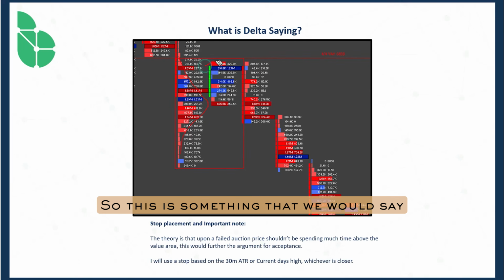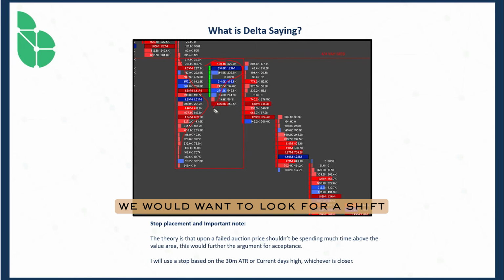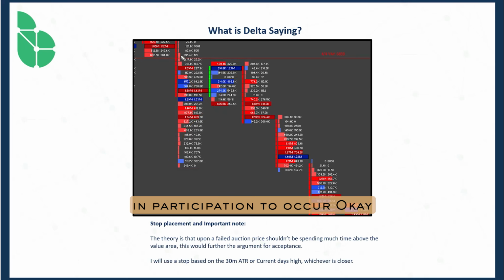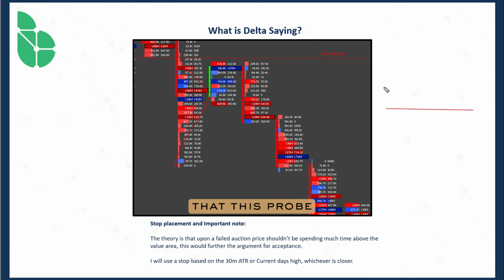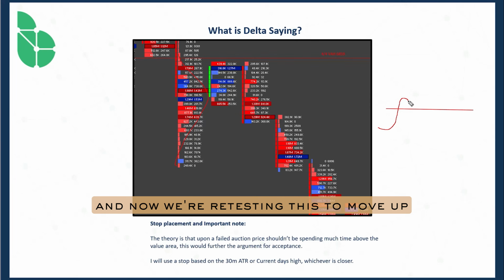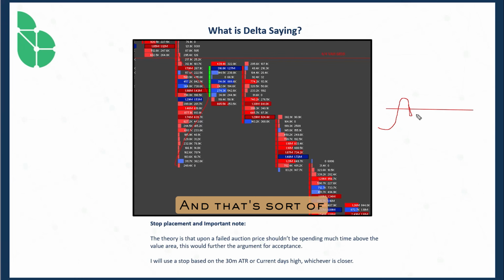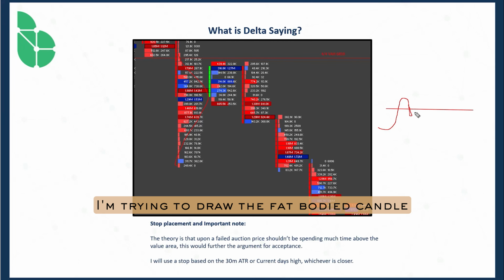So this is something where we would want to look for a shift in participation to occur. Okay, so aggressively sold into the low. If I'm going to draw this over here, let's say we broke above a value area and now we're retesting this to move up. You would want to see that it was aggressively sold, okay? And that's sort of, I'm trying to draw the fat-bodied candle.